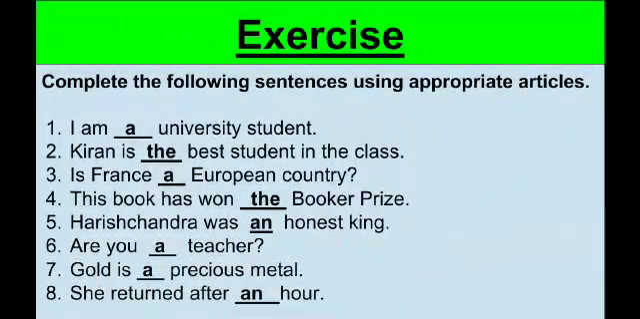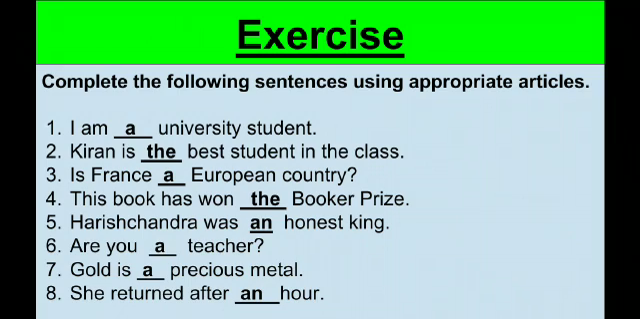We have come to the end part now. It's time to do some practice work. I have given 16 sentences for the practice work, out of which the first 8 sentences I have solved and am going to discuss with you. So let's start. Complete the following sentences using appropriate articles.